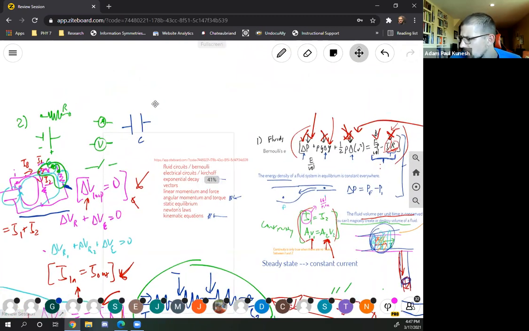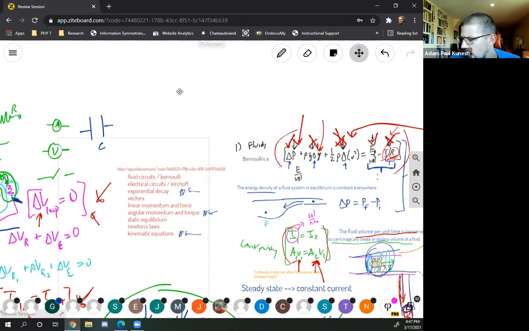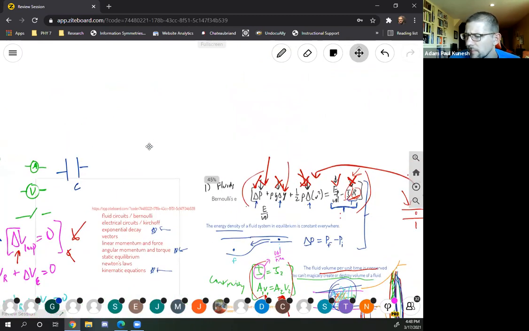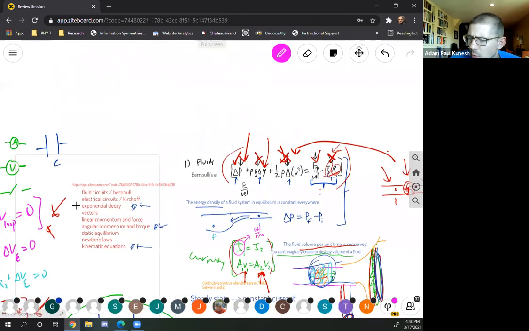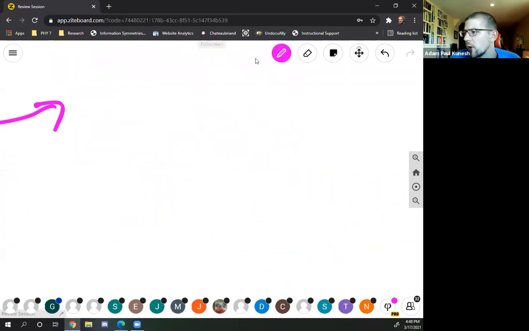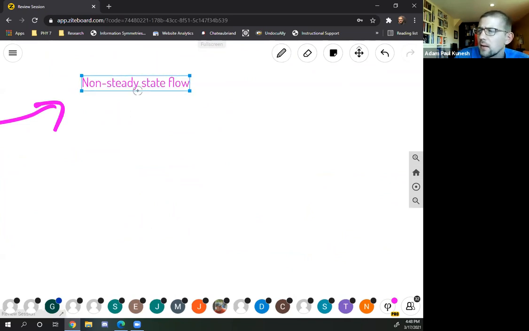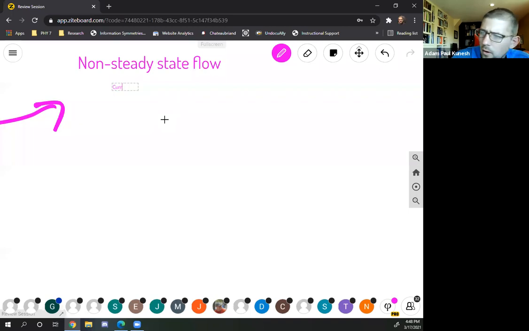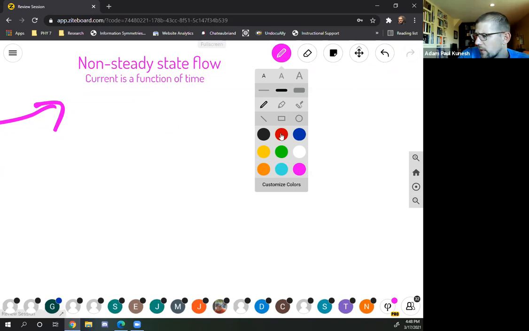Okay, 4:47. Probably time for us to move. We should hit exponential decay. There are two forms that we looked at for exponential decay. Exponential decay is our hallmark example for non-steady state flow. Non-steady state flow means that current is not constant. Current is a function of time, as opposed to just being independent of time.